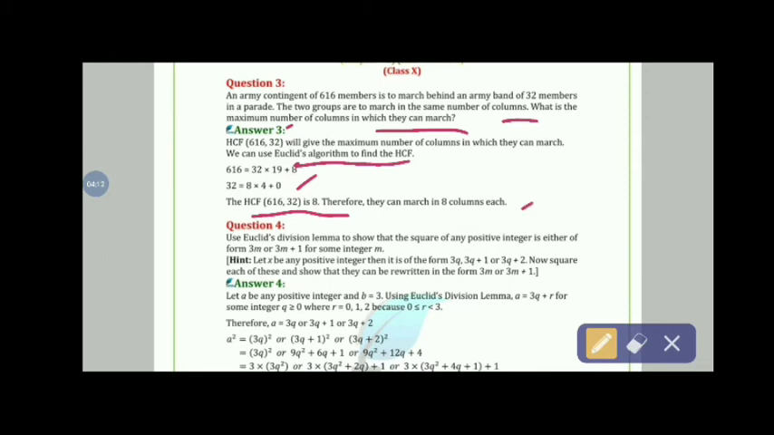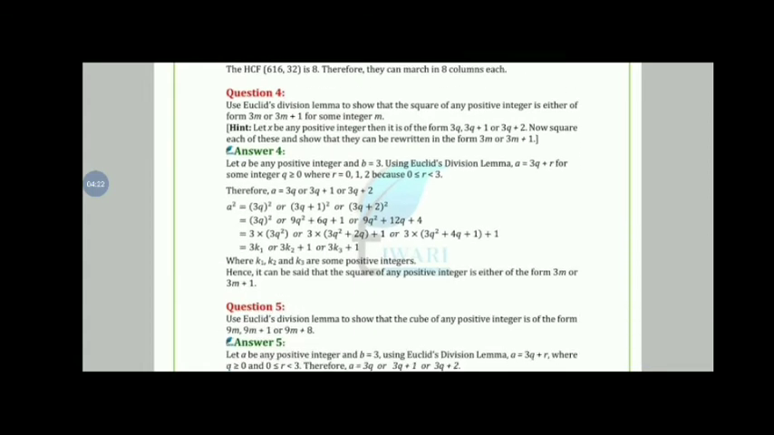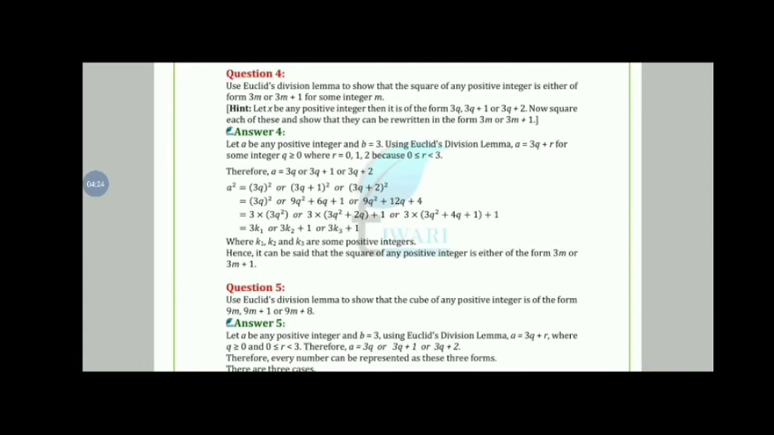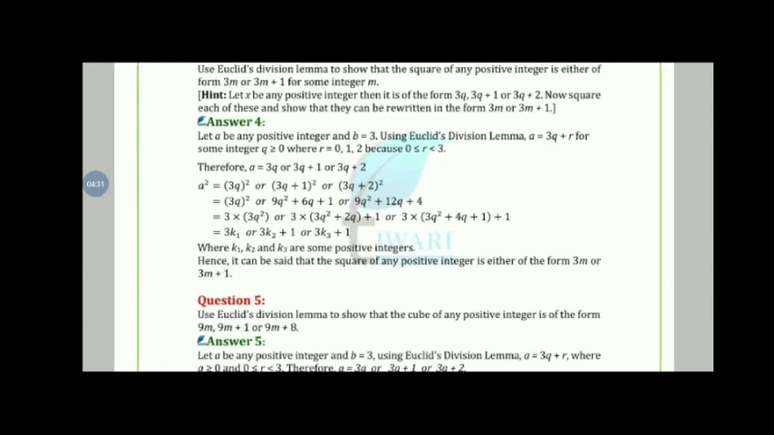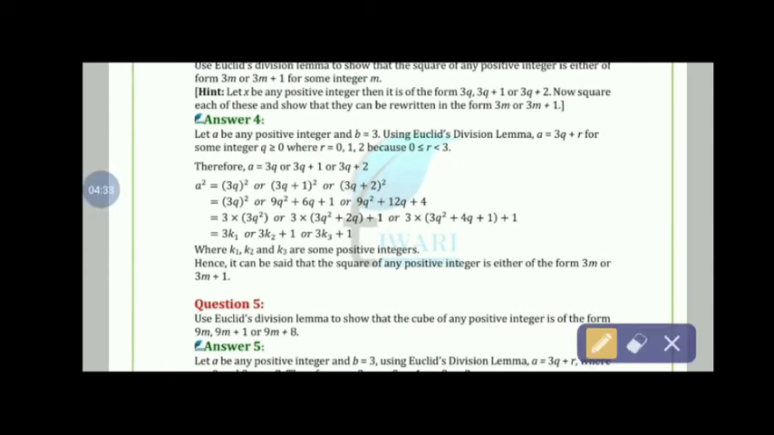In question number 4, use Euclid's division lemma to show that the square of any positive integer is either of the form 3m or 3m plus 1 for some integer m. Now, looking at the solution, let a be any positive integer and b is equal to 3.